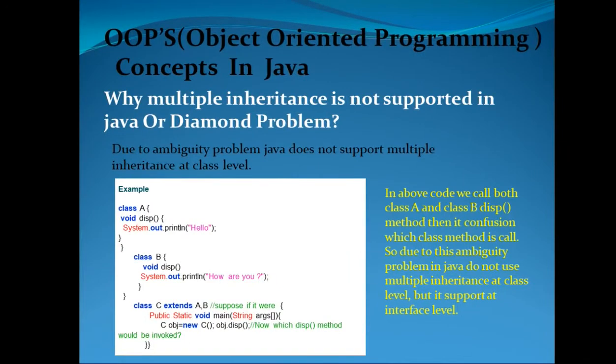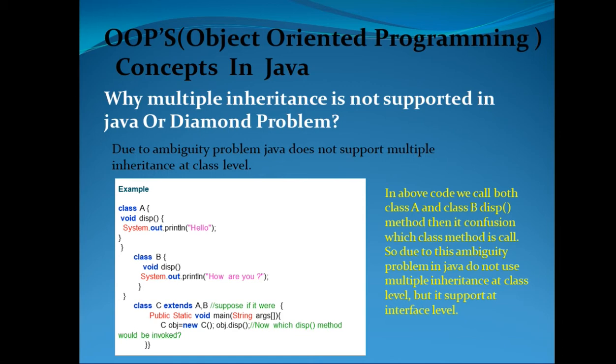Why is multiple inheritance not supported in Java, also known as the diamond problem? Due to the ambiguity problem, Java does not support multiple inheritance at class level. Here we have an example: class A has void display, System.out.println hello. Class B has void display, System.out.println how are you.